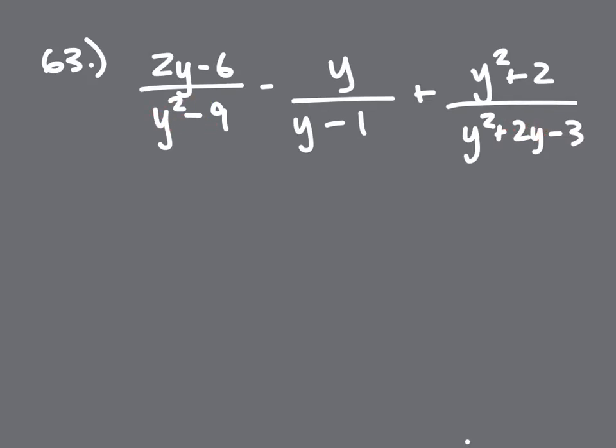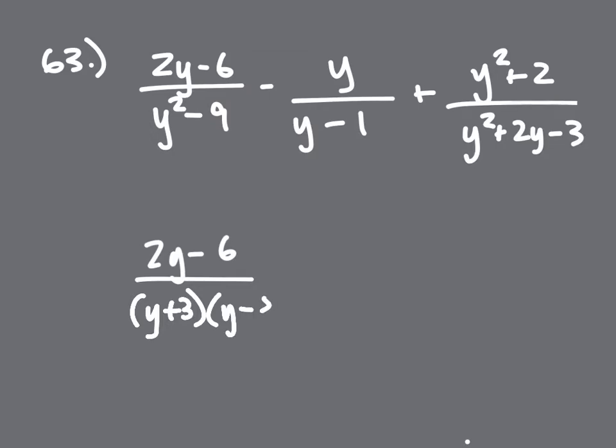The first thing I'm going to do is write (2y - 6)/(y² - 9). Now I can factor this denominator. This is a difference of squares, so this is going to factor to (y + 3)(y - 3).